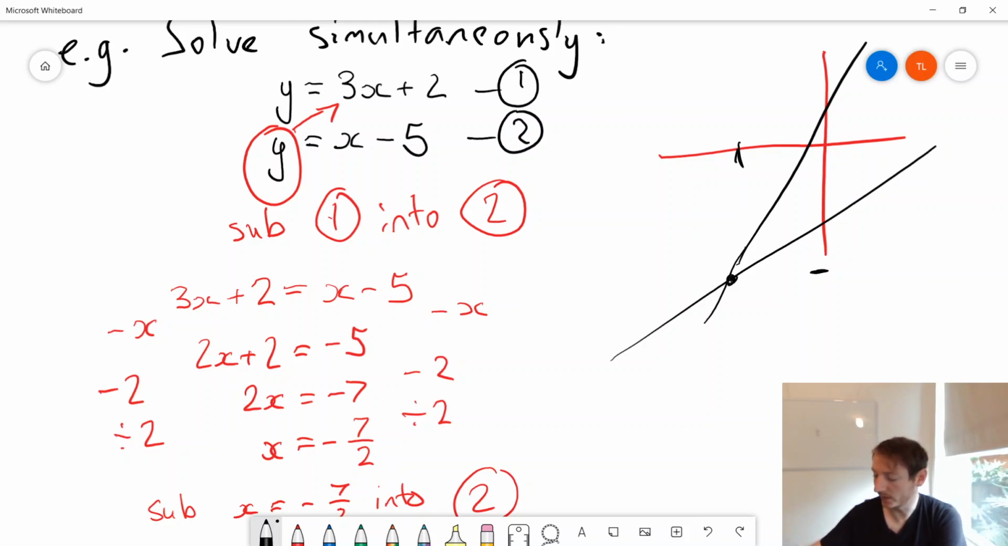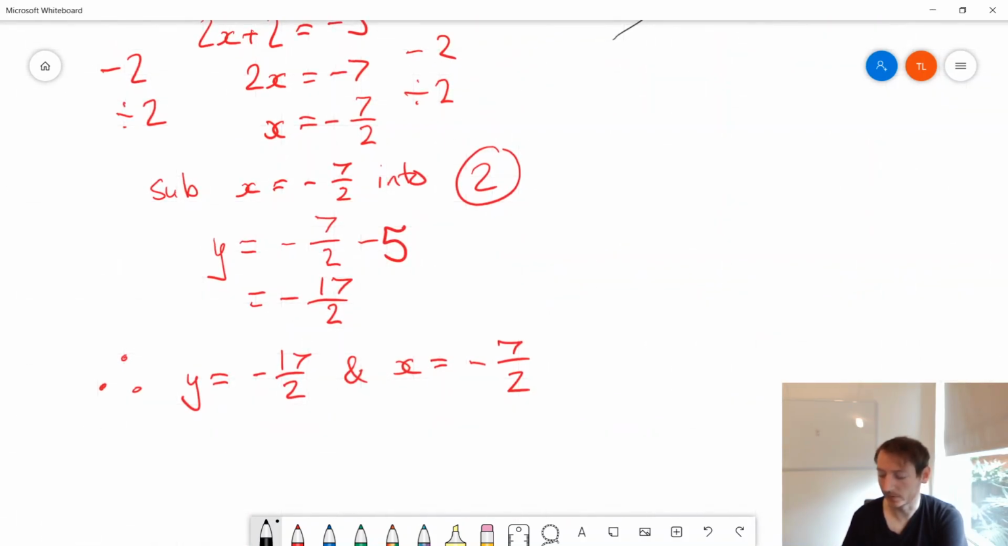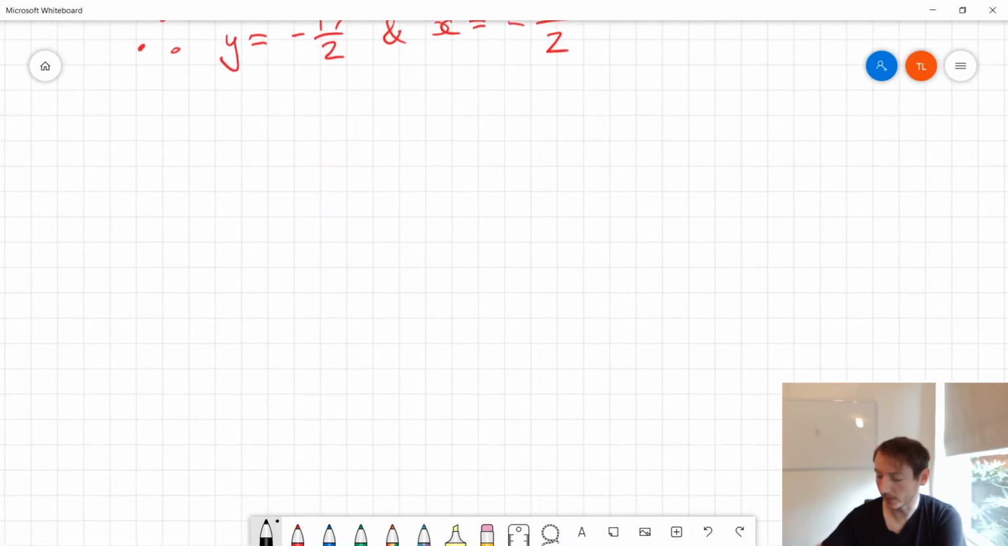So this point here is the only time that both these statements up the top, equation 1 and equation 2, are true. It's when x equals negative 7 over 2 and y equals negative 17 over 2. Alright, we're going to have a go and step it up a bit.